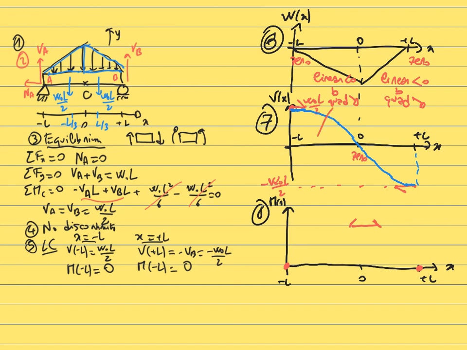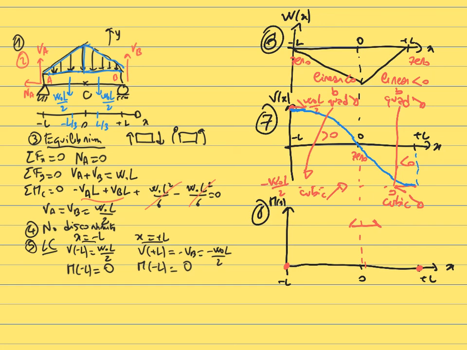Then we know that we are integrating a quadratic function, so we are going to get now a cubic function between minus L and 0, and same thing between 0 and plus L. We are integrating a quadratic function, so we are going to get a cubic function, a degree 3 polynomial. We know that between 0 and L, the internal shear is positive, which means that the cubic function that we are integrating will be initially increasing, and then the internal shear becomes negative, which means that the moment will be now decreasing.